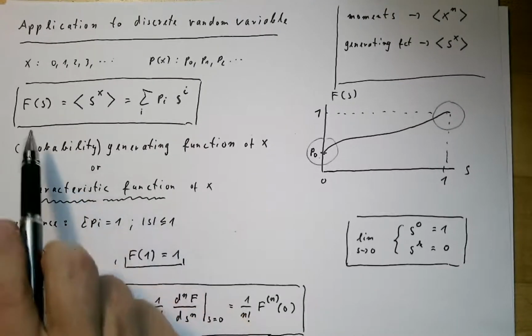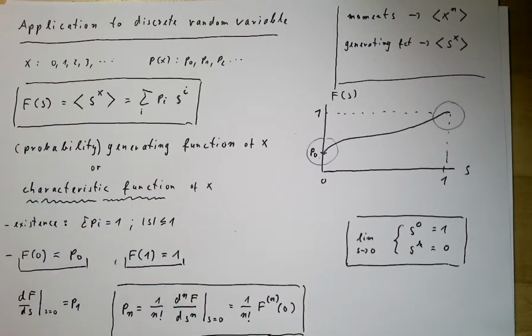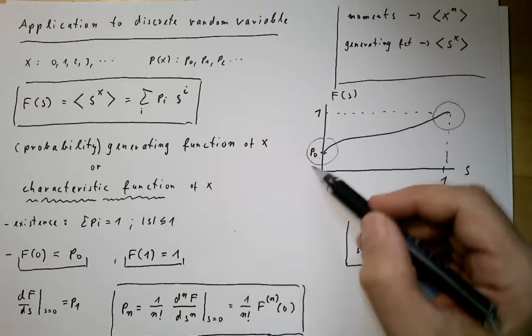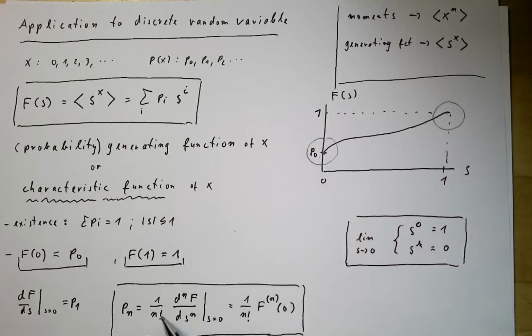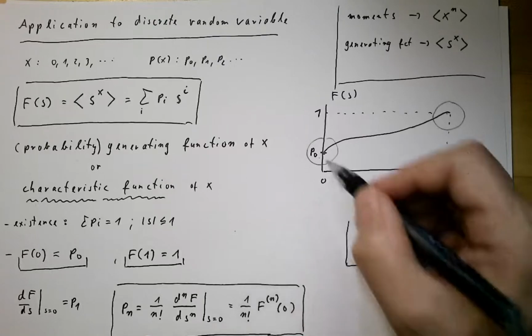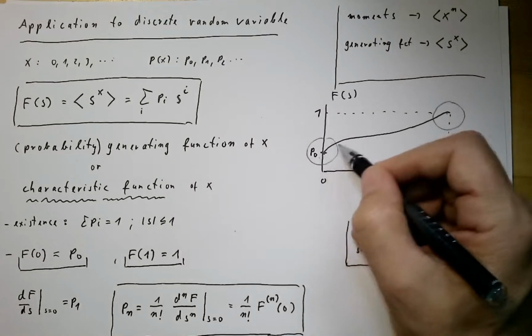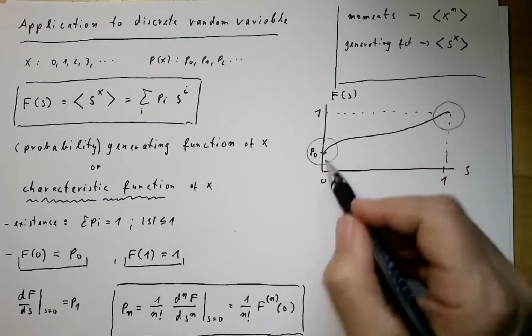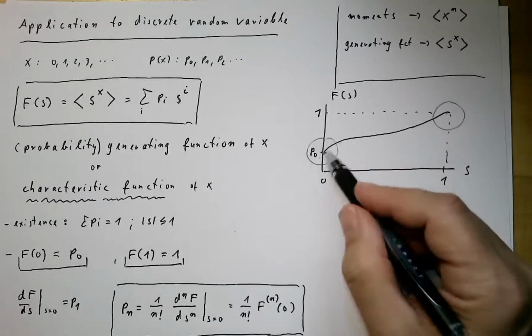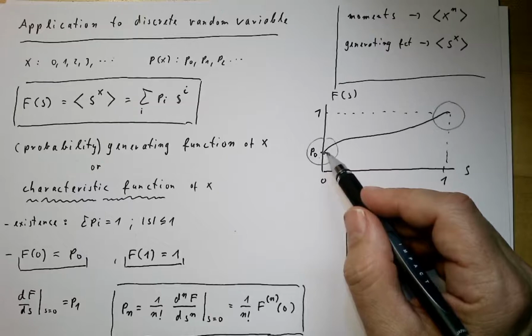So once we were able to obtain the generating function, we just take derivatives at 0, and the derivatives encode the whole sequence of probabilities. So the absolute value, the slope, the curvature, and so on, this encodes the full probability distribution.